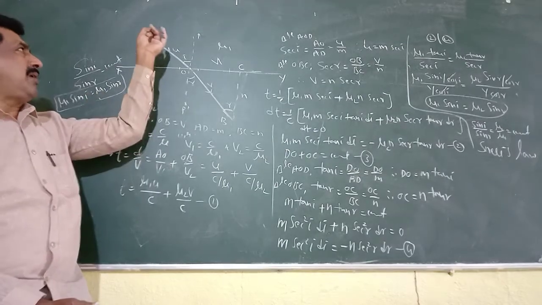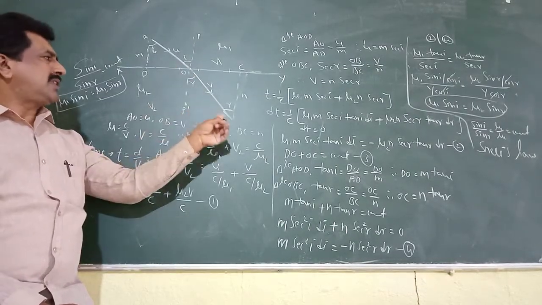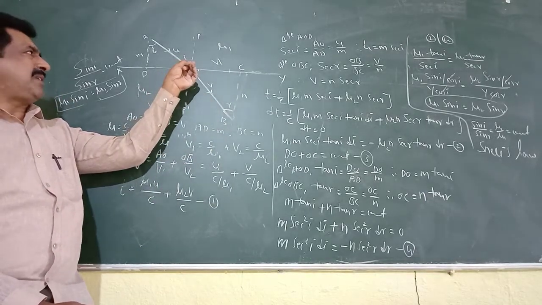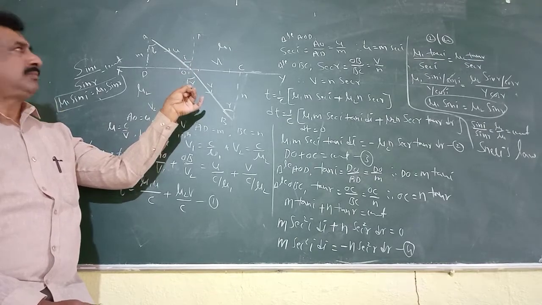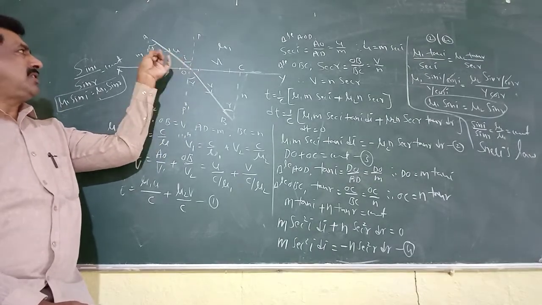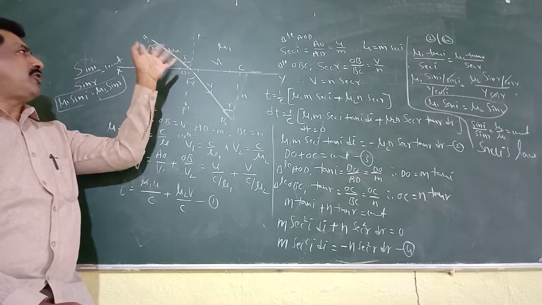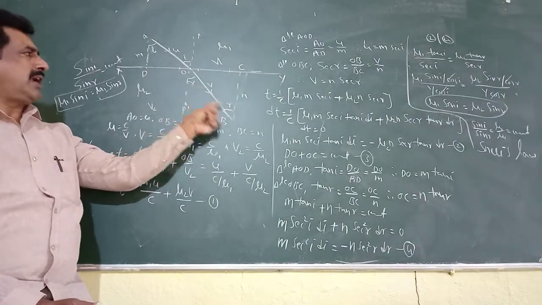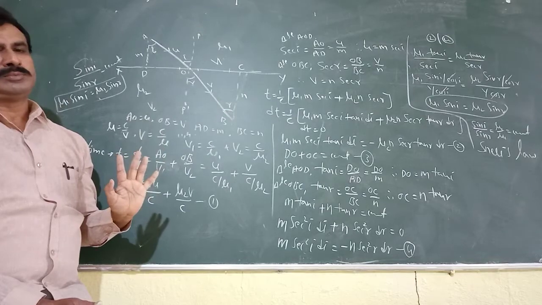Here in this diagram, AO is the incident ray, OB is the refracted ray, I is the angle of incidence and R is the angle of refraction. In this diagram, this and this are vertically opposite angles, that's why this angle is also denoted by I. And this and this are vertically opposite angles, that's why this angle also becomes R.